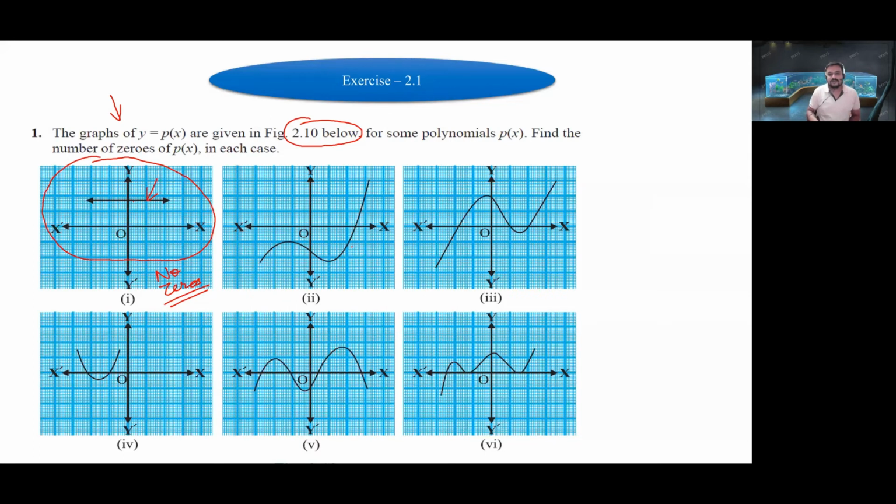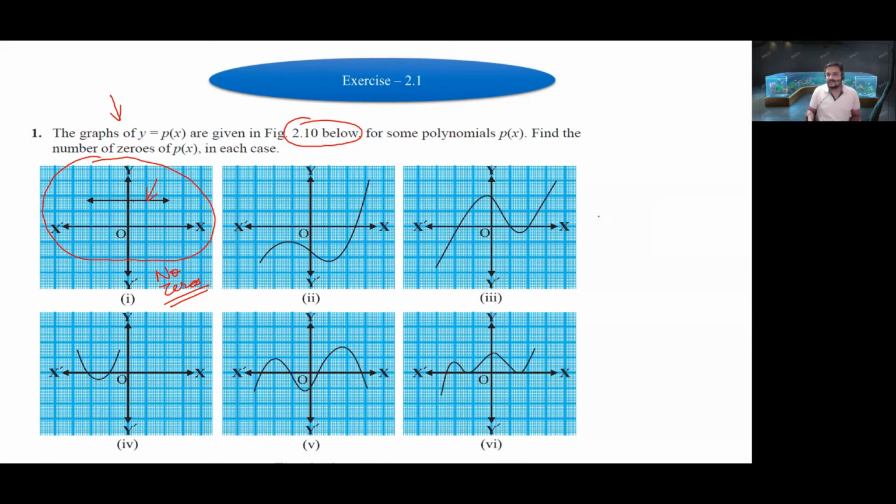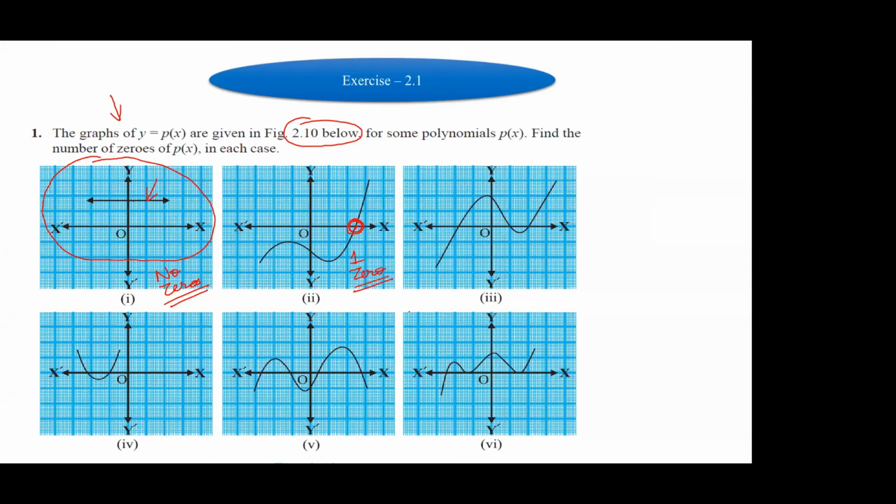Okay. For the second curve, who will tell me how many zeros we are going to get? Yes, Veer. Sir, 1. What is the reason? Sir, because it is cutting the x-axis only one time. Okay, this is the point where it is intersecting the x-axis. So how many zeros we will get? 1 zero we will get here for this graph. Okay. What about the next one?